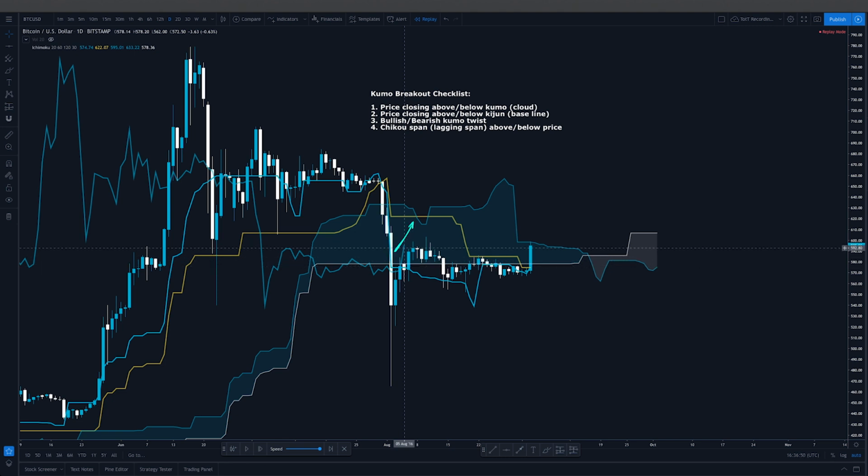It looks like we're starting to range and break out of that range and move into a trend. So let's let price play out a little longer and see if we can get all four on our completed checklist.